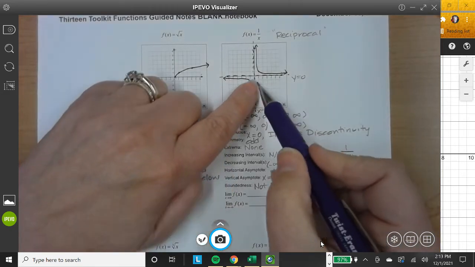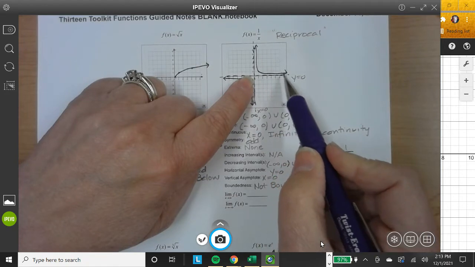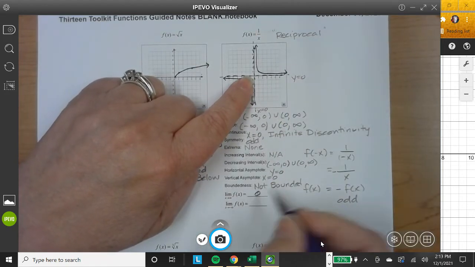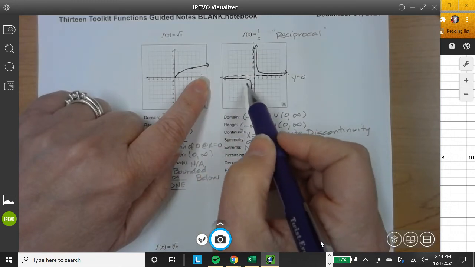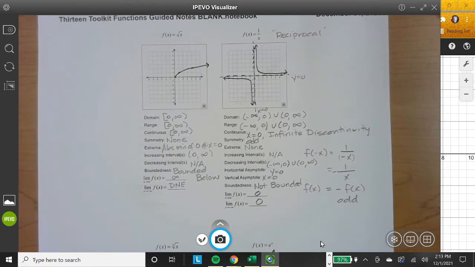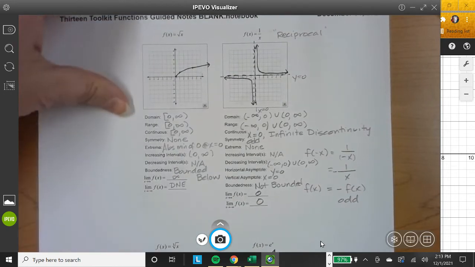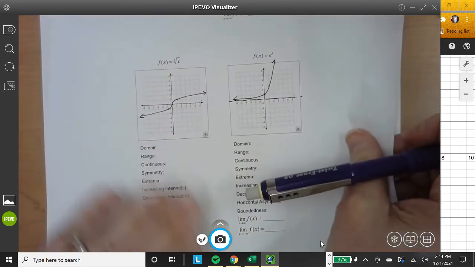And the end behavior limits are as x goes to positive infinity, the y or f of x is approaching 0. As x goes to negative infinity, the y, or f of x, is headed towards 0. All right, so that is the reciprocal function. Next one is the cube root function.